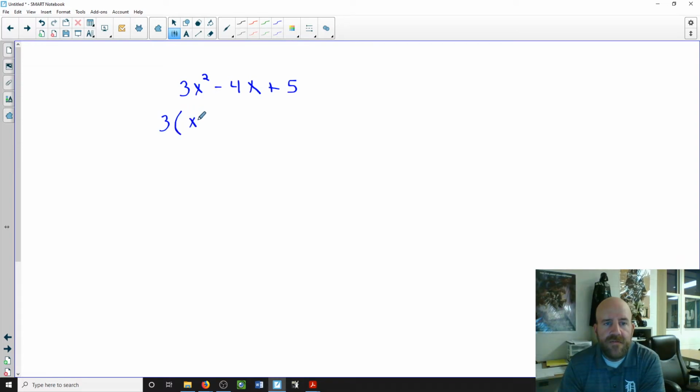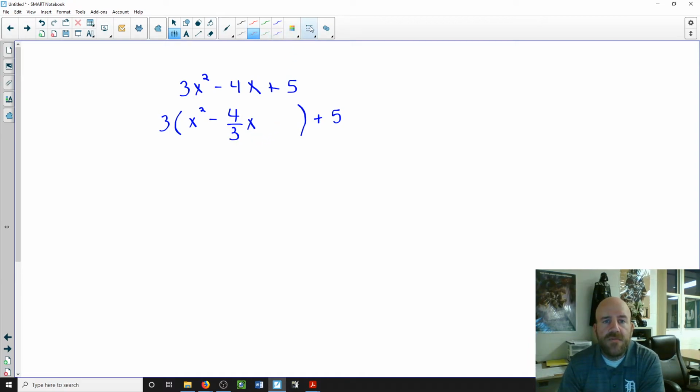So we have x squared. And then factoring out a 3 out of here, that'd result in a 4/3 x, because remember, factoring is dividing. So plus 5 goes on the end.